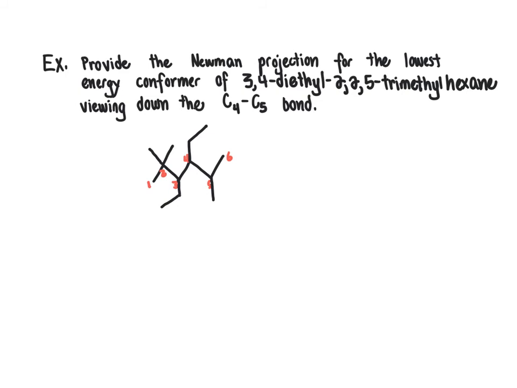The bond that we're focusing on here, per the directions, is going to be the C4 to C5 bond. So we're going to be focusing on this bond right here within the molecule that connects carbon number 4 to carbon number 5 in this structure. We're going to draw the lowest energy conformer relative to that particular structure. Okay, so let's go ahead and do that.